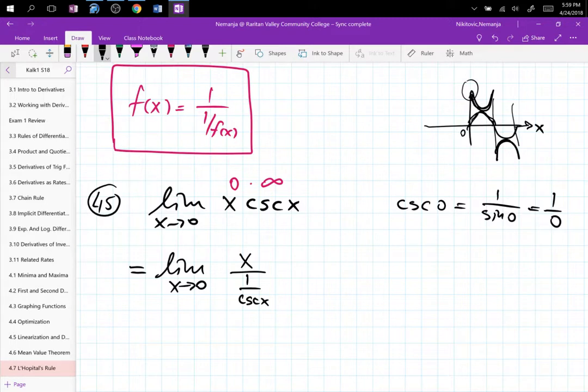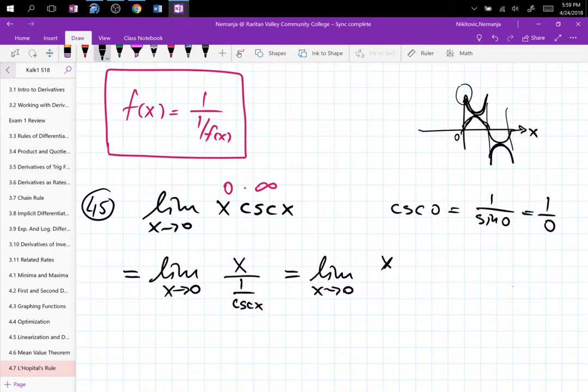Now, clean up the algebra. So limit x goes to 0, and I have x divided by... does anyone know what 1 over cosecant is? Very good. Excellent. So we have now a new problem. Every time you come up with a new problem, you immediately test by plugging in. And now when you put in 0, you get 0 over 0.